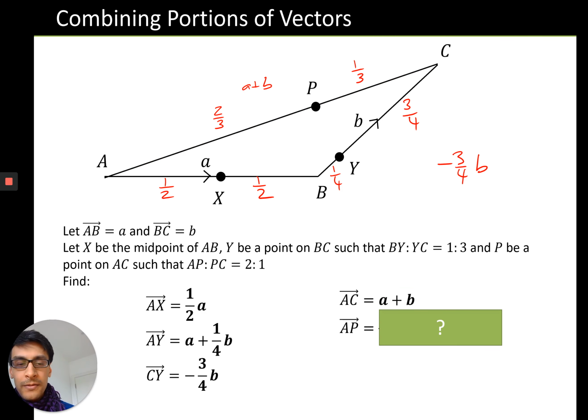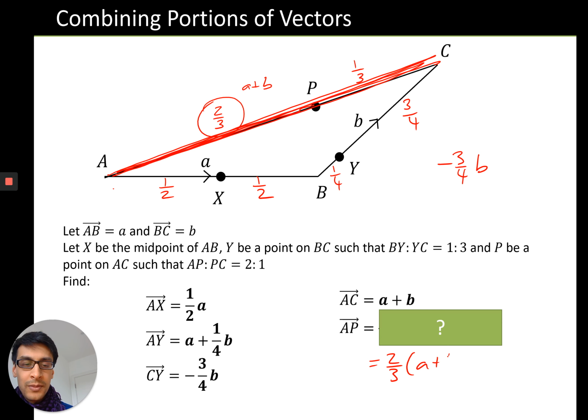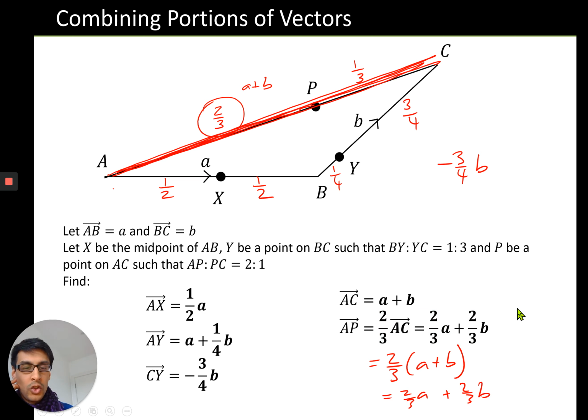And then we have AP. So this time, because we know that this whole route is a plus b, and AP is just going to be 2/3 of the way along, that means I'm going to go 2/3 of the route a plus b, and then you expand the brackets to get 2/3 a plus 2/3 b. And that is your answer.